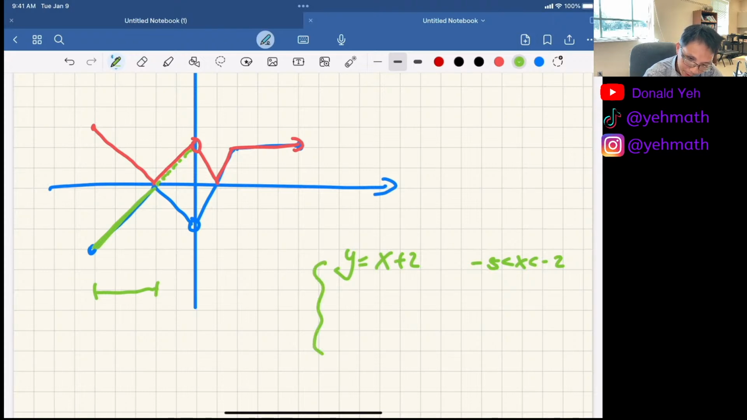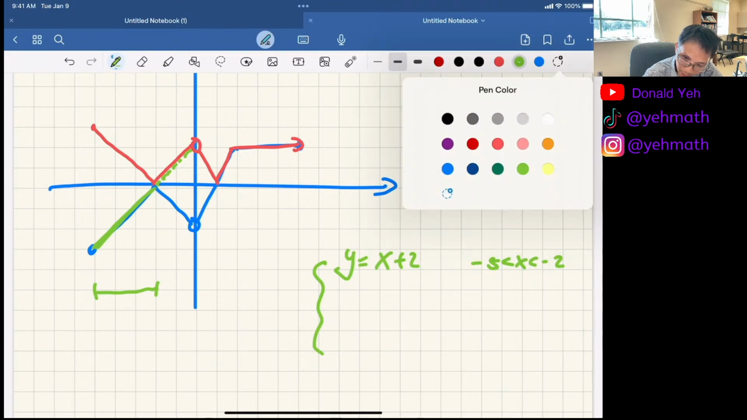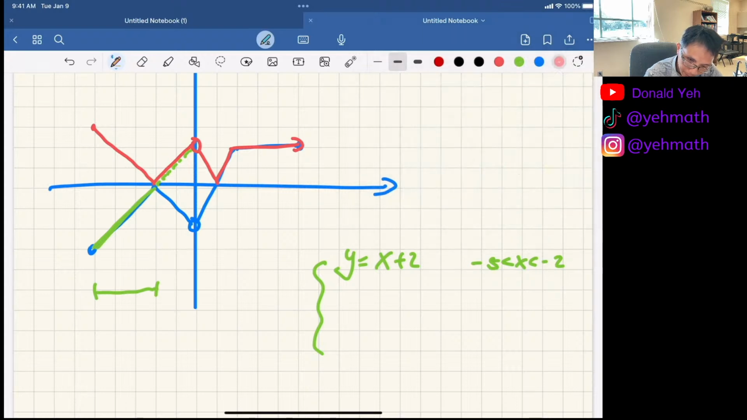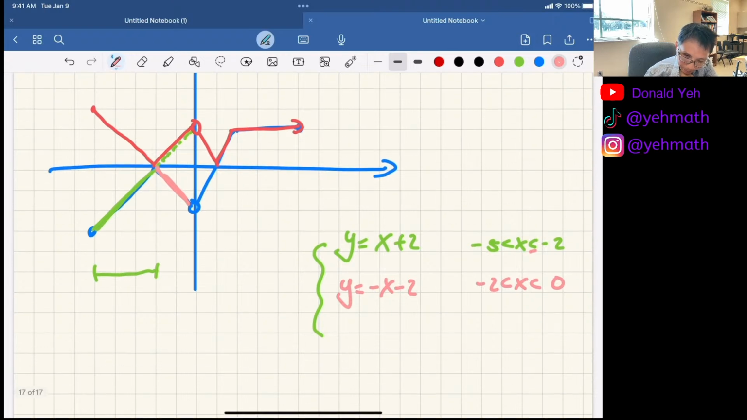The second part of the piecewise function is going to be this part, which I'm going to mark with this pink. So that one is going to be y equals negative x minus 2, because the y-intercept is at -2 and the slope is -1. And that's going to be from -2 less than x less than 0. One of them should be equal to, because there's a solid point there.